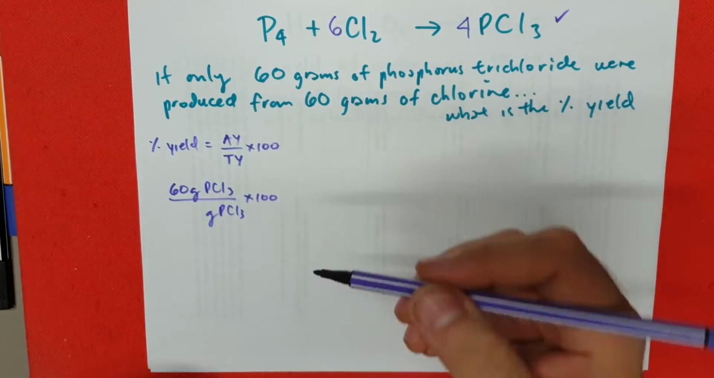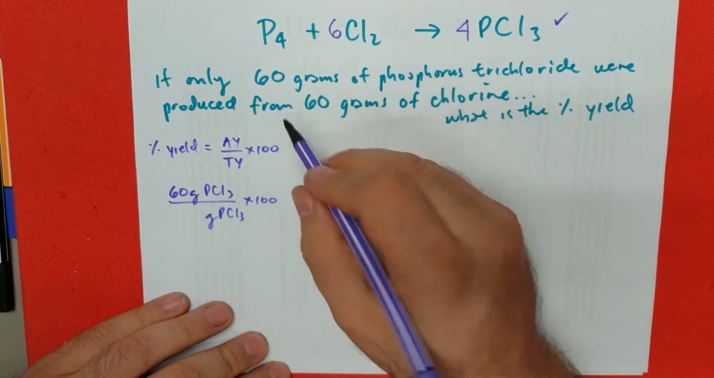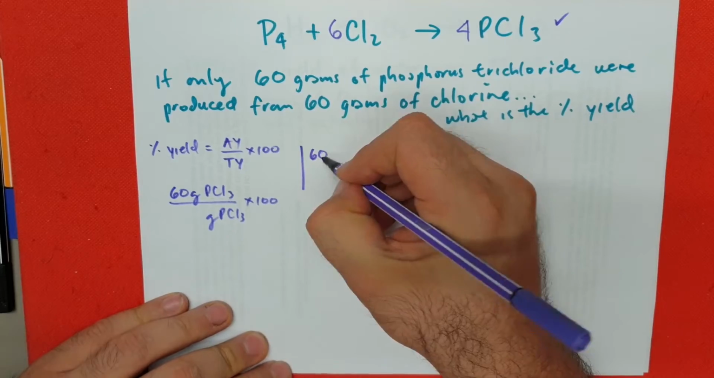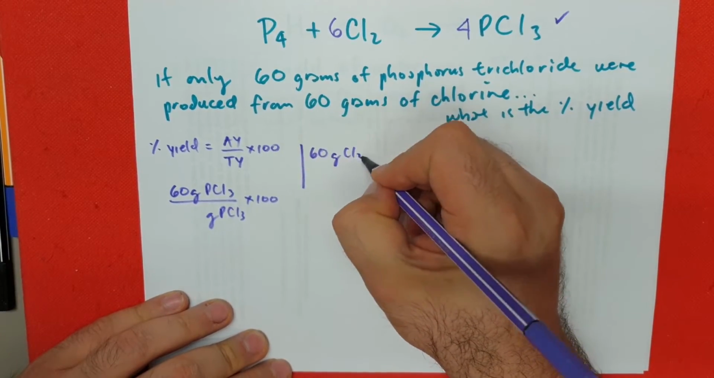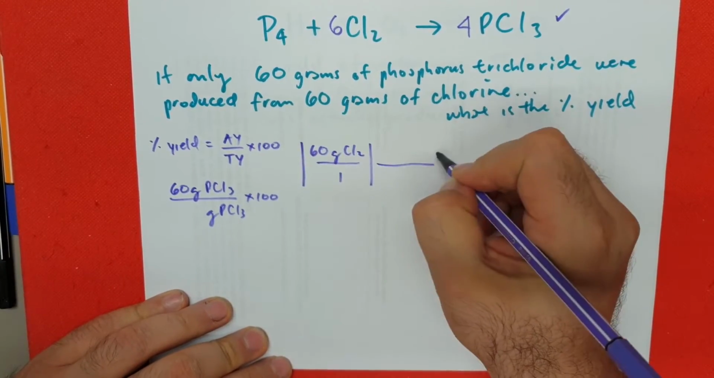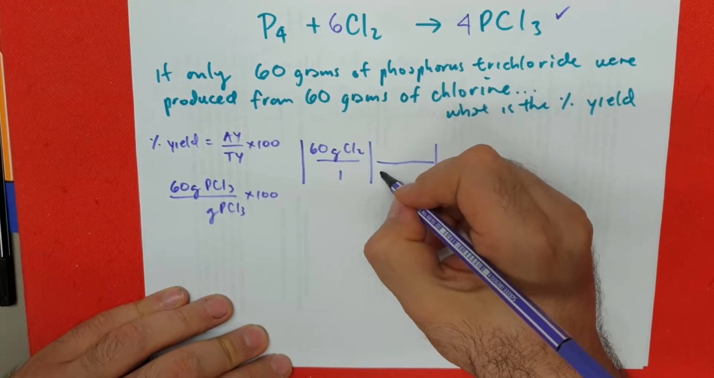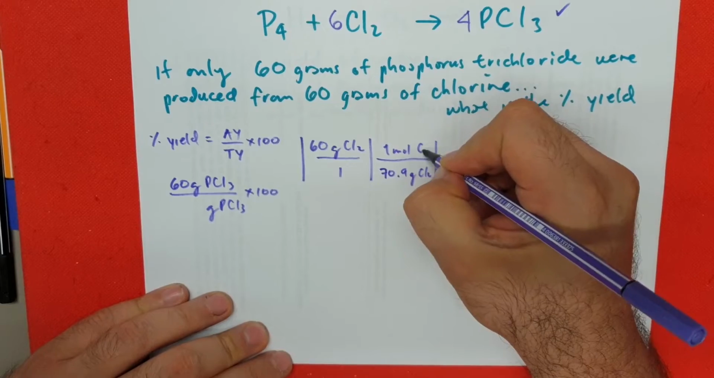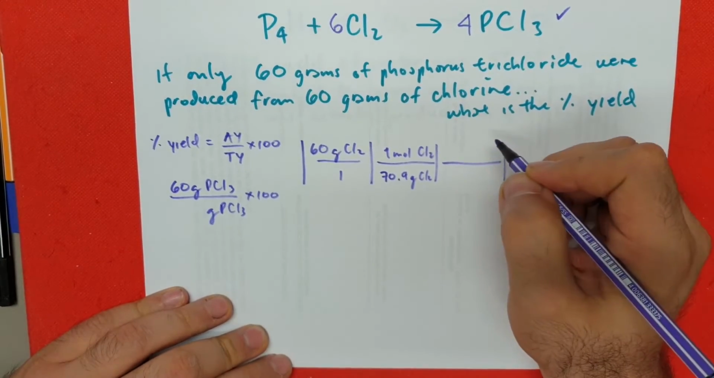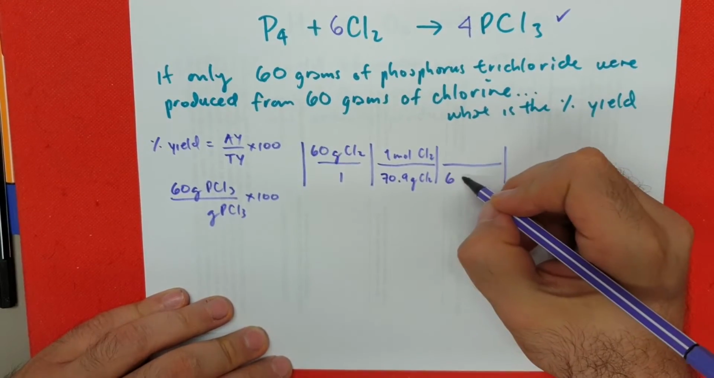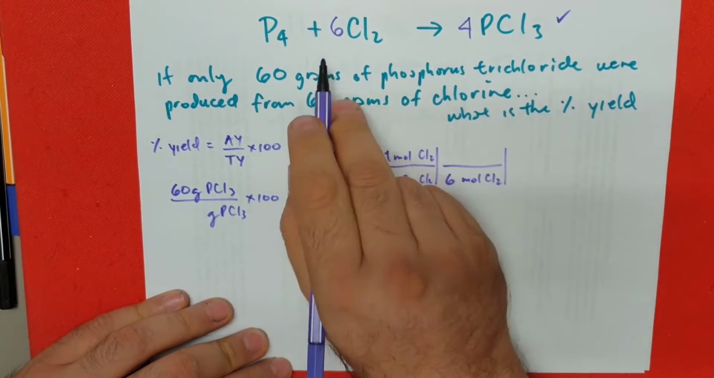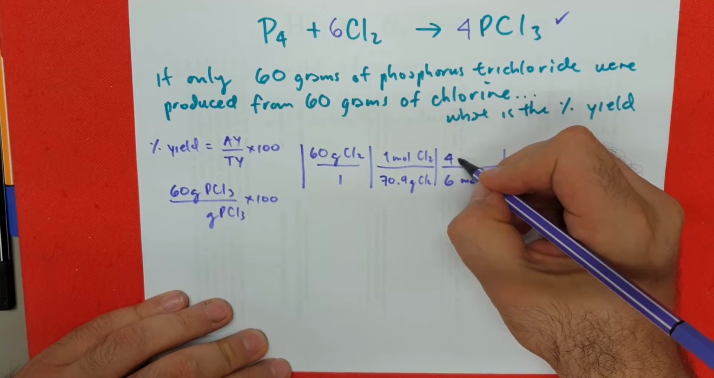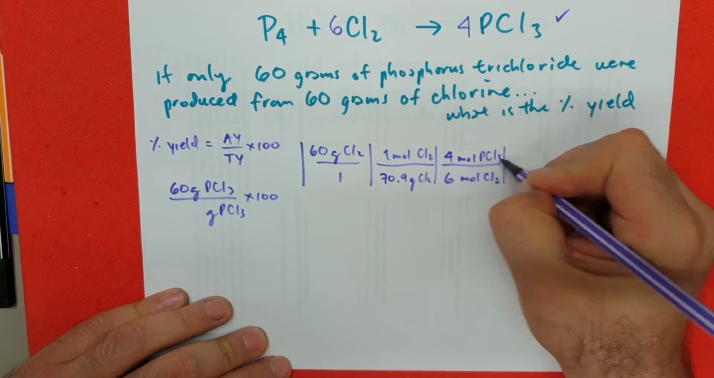So for that, I'm going to set up a mass problem with the 60 grams of chlorine. So 60 grams of chlorine over 1. Then I add the molar mass of chlorine, which is 70.9 grams of chlorine for every mole of chlorine. Next up is 6 moles of chlorine. Why 6? Because that comes from the balanced equation. And I want to convert to moles of phosphorus trichloride. So phosphorus trichloride goes here.